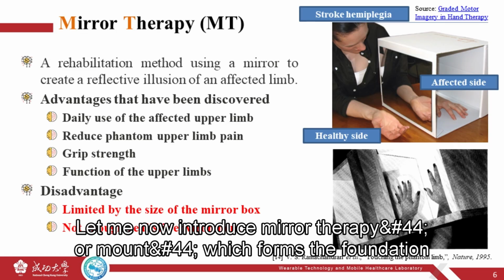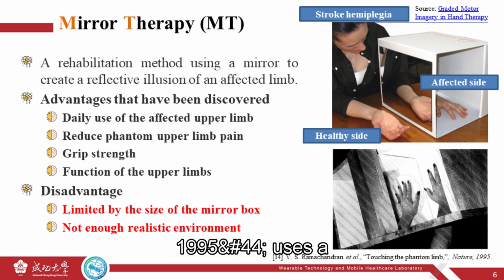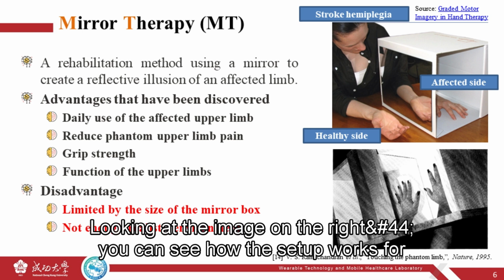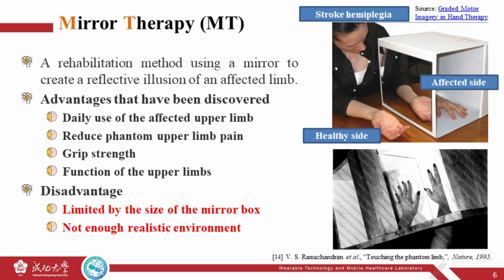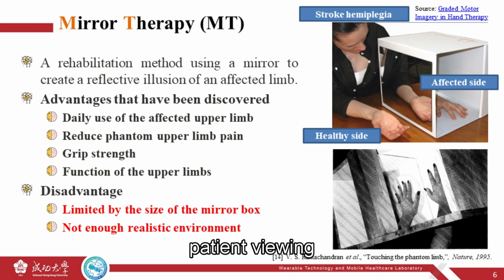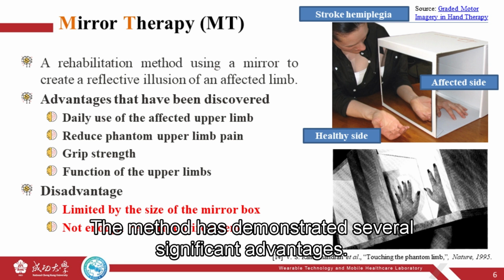Let me now introduce mirror therapy, or MT, which forms the foundation of our research. This rehabilitation method, first documented by Ramachandran in Nature in 1995, uses a simple but effective principle: a mirror creates a reflective illusion of an affected limb. Looking at the image on the right, you can see how the setup works for stroke hemiplegia patients. The mirror is positioned between the affected and healthy sides, with the patient viewing the reflection of their healthy limb while performing exercises. The method has demonstrated several significant advantages.